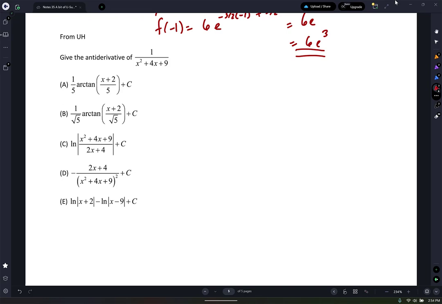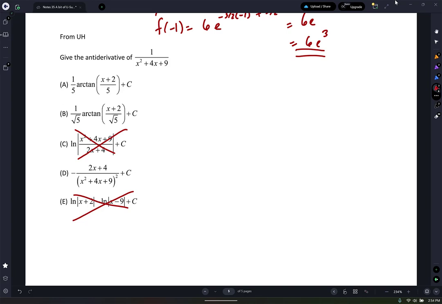They want the antiderivative of 1 over x squared plus 4x plus 9. It cannot be ln, guys. This is not a linear expression. It needs to be a linear expression for it to be an ln. It's not e. Well, if it were partial fractions, it could be e, if you had like an x plus 2 and an x minus 9, but no, it's not. Are we okay?